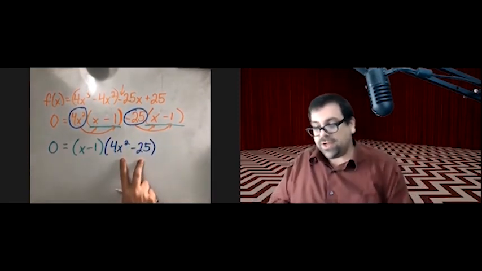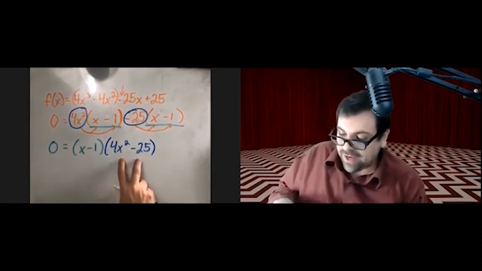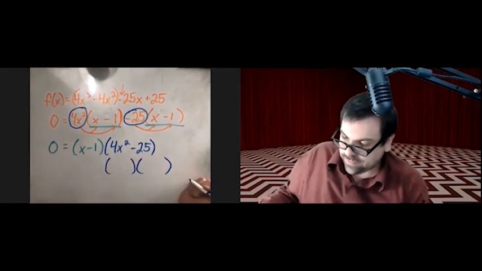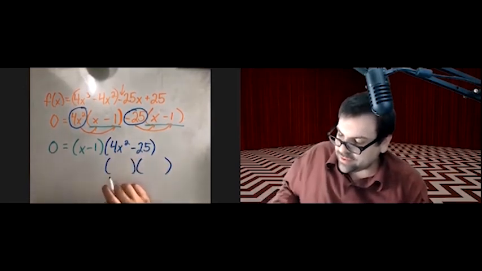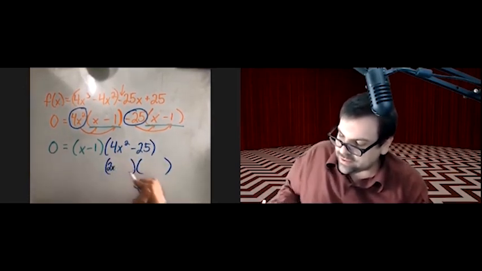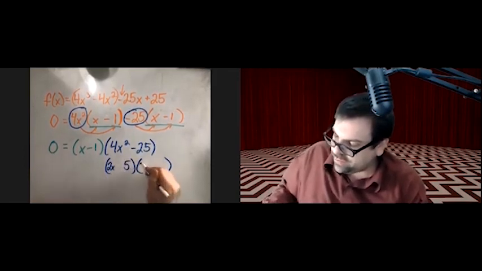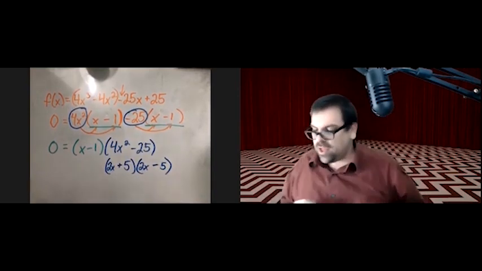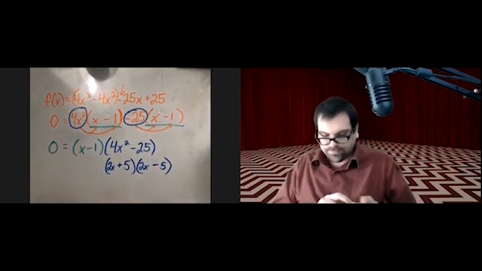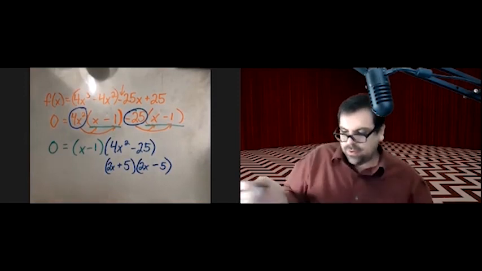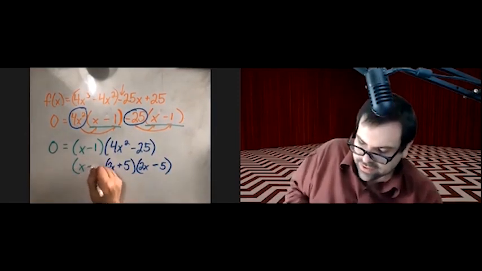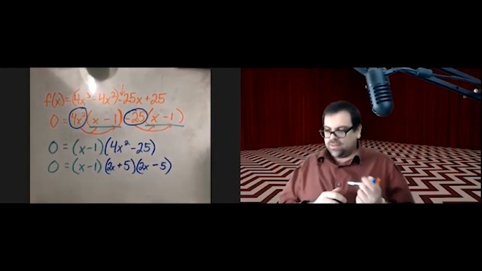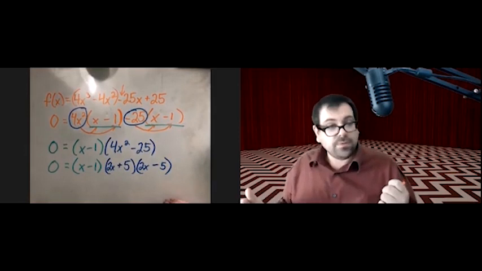This is a difference of squares. This can be factored further. The two things being squared are 2x and 5, and for a difference of squares, that's 1 plus and 1 minus. Don't forget our x minus 1. And that is the completely factored form.